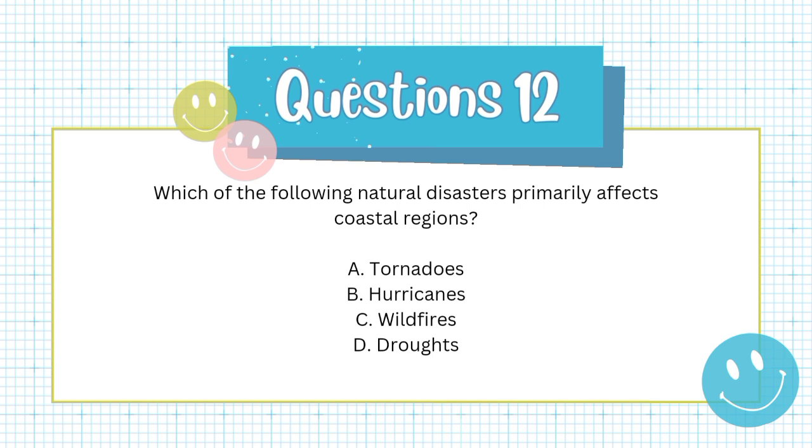12. Which of the following natural disasters primarily affects coastal regions? A. Tornadoes. B. Hurricanes. C. Wildfires. D. Droughts. The correct answer is B. Hurricanes.